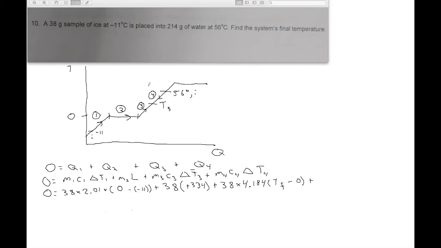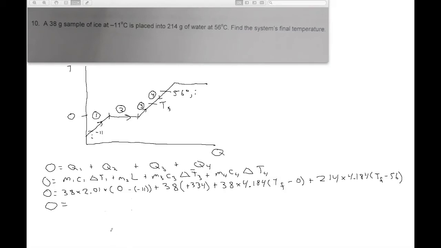Now we're doing step 4, which is the sample that starts as water. So its mass is 214, and it's in the liquid phase, so its specific heat is 4.184. It ends up at the unknown final temperature and started at 56. Now we have some arithmetic and algebra to do.